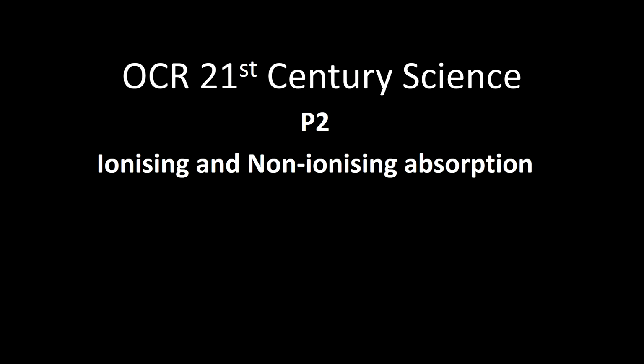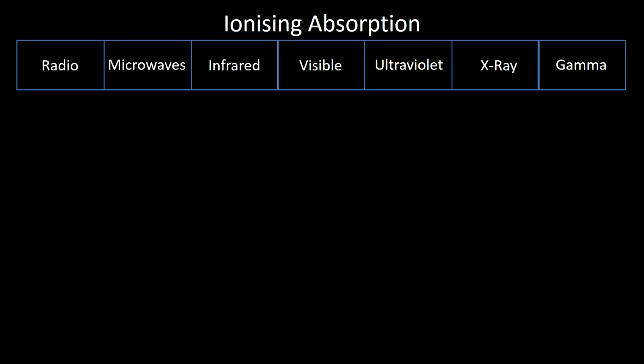So this video is about the key differences between ionising and non-ionising absorption. We'll start with looking at ionising absorption, and the first thing to realise is that it only happens for certain parts of the electromagnetic spectrum, namely ultraviolet, X-ray and gamma ray: the high frequency, high photon energy, short wavelength end of the spectrum.